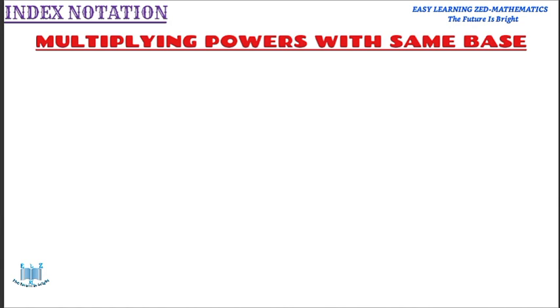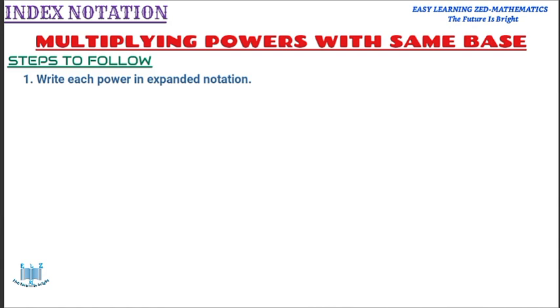So let me start by sharing the steps you need to take when multiplying powers with the same base. The first thing you need to do, under steps, is write each power in expanded notation. So the first thing you need to do when you want to multiply powers with the same base is expand them, you write them in expanded notation.